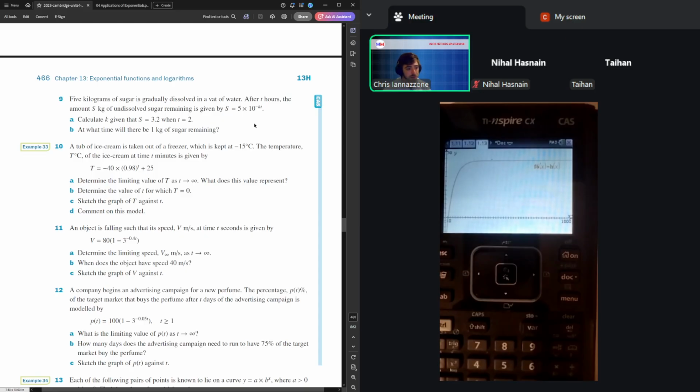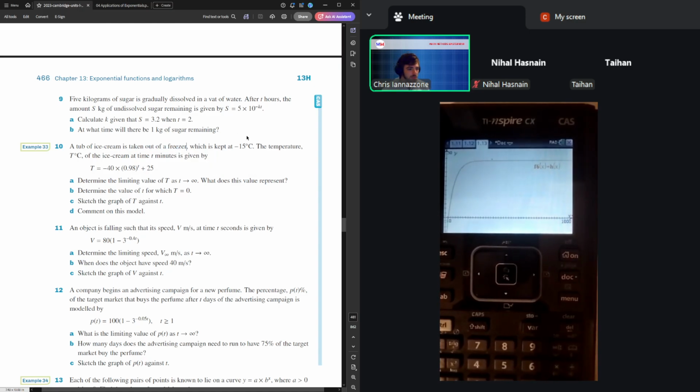Now, it's not going to say that. Comment on the model is something that just doesn't get written in SACs and exams, especially not the exam because it's so vague. But they'll usually put guidelines around it, like when they say what does this value represent? That might be a bit closer to what you might see. What does that value represent in terms of the scenario? Well, 25 might be room temperature because we're told it was taken out of the freezer.